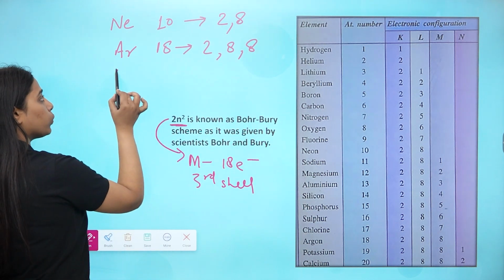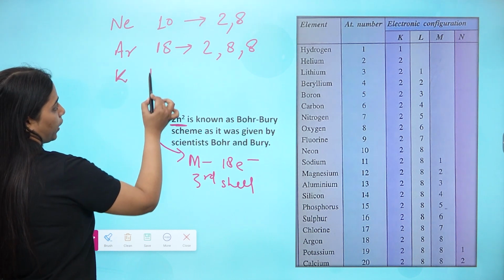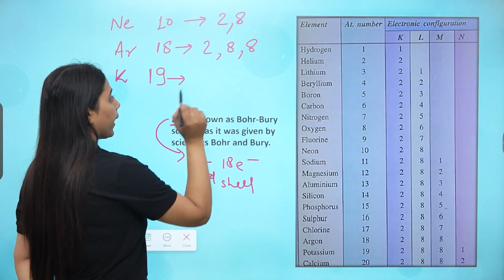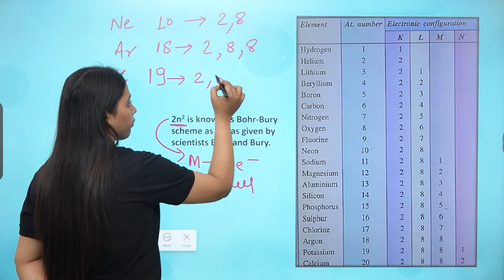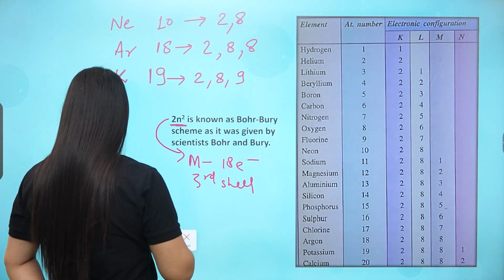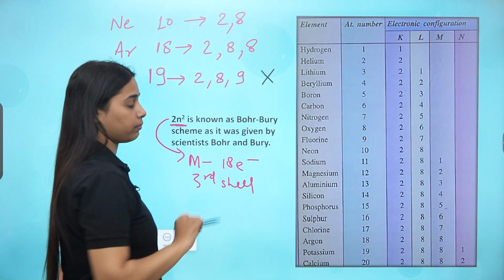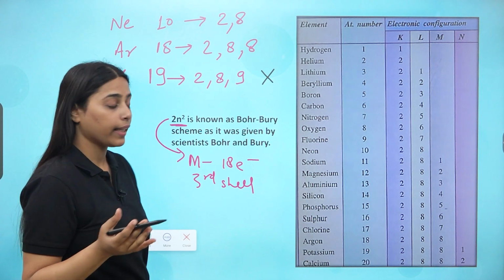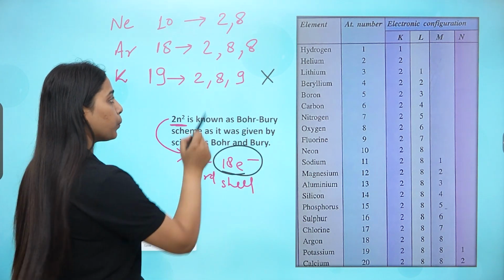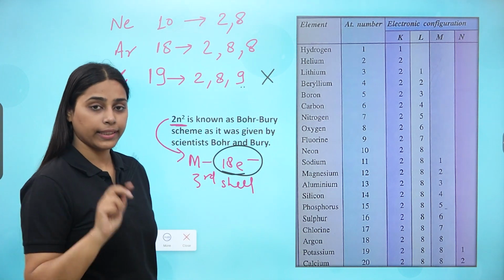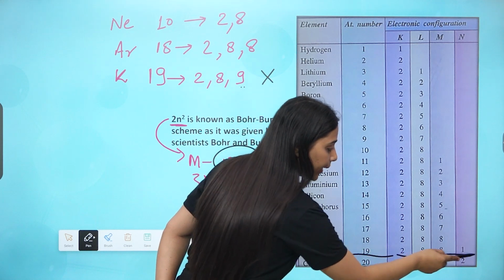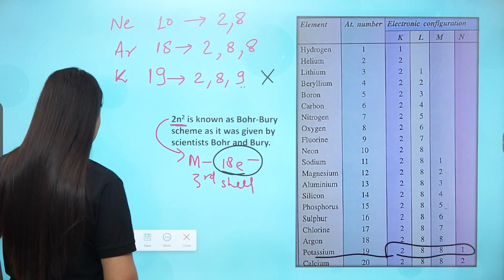Now when you move on to potassium, atomic number 19, you will not put its configuration as 2, 8, 9. This is the wrong representation. Now you can question that the maximum electrons are 18, so you can put a 9 here. But this is not true. See here, potassium is 2, 8, 8, 1. Now why has this been done?